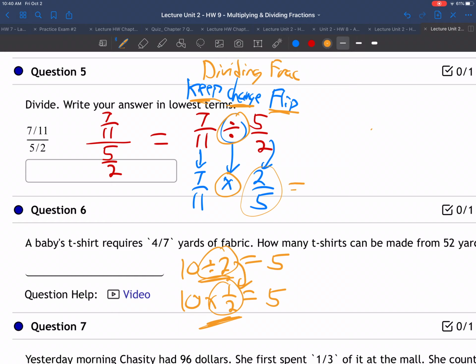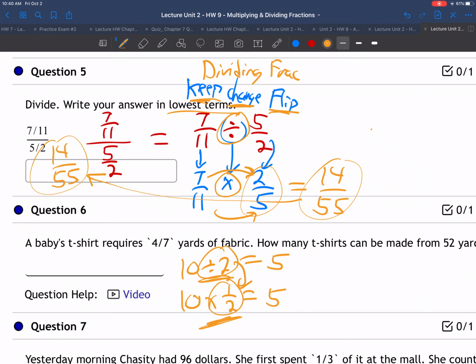So now let's do the rest of the problem. How do we do it? Now that it's multiplying, you just go straight. 7 times 2 is 14. 11 times 5 is 55. It did say lowest terms, so we would reduce it, but we can't reduce that. Nothing divides into 14 and 55. So that's just our answer, 14/55. You reduce it if you can, but nothing reduces on that one. So there we go.